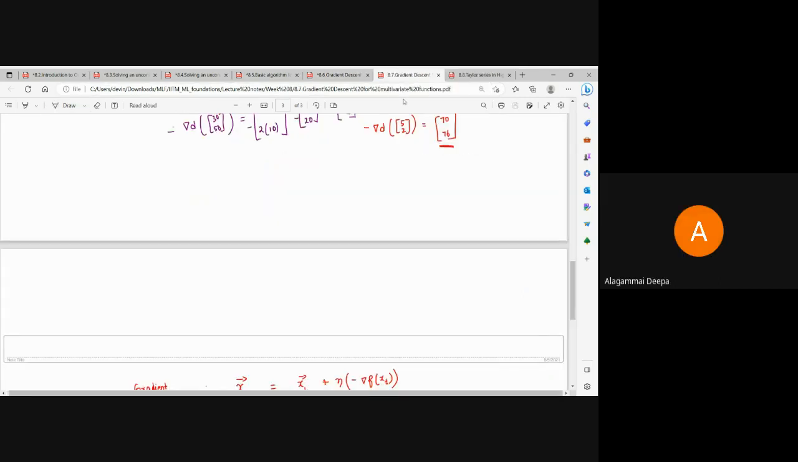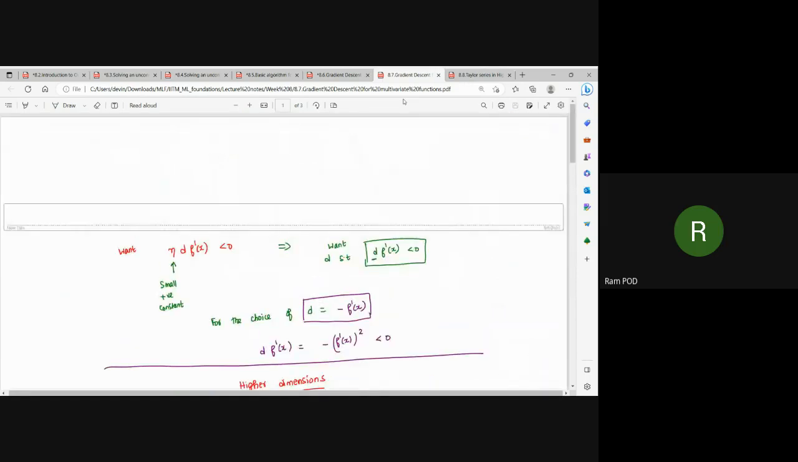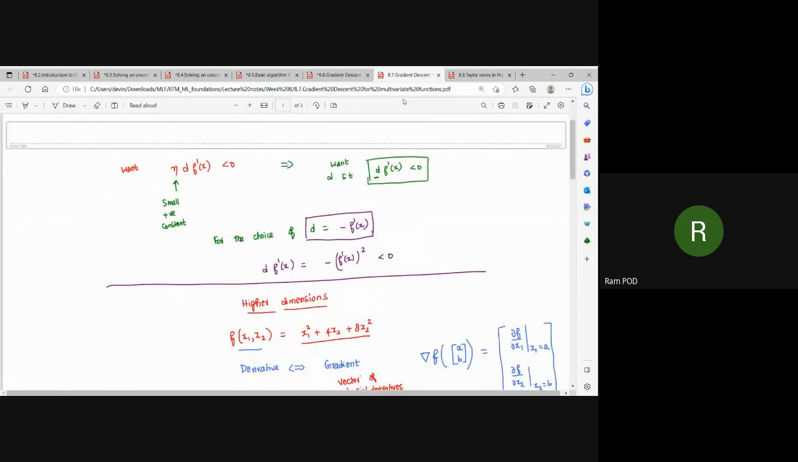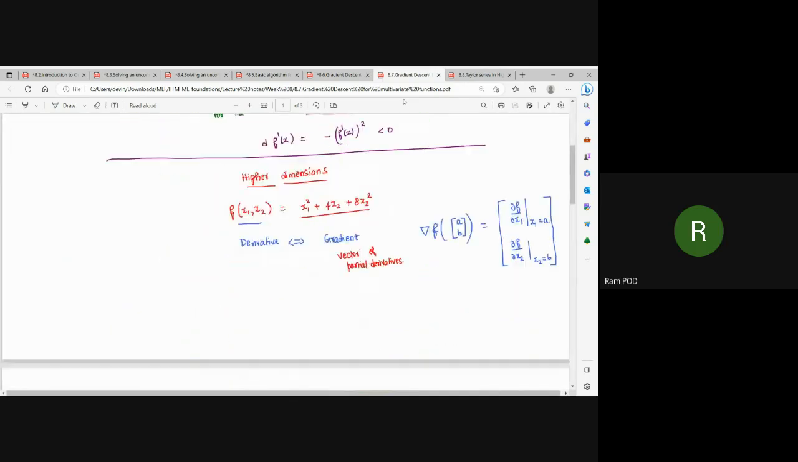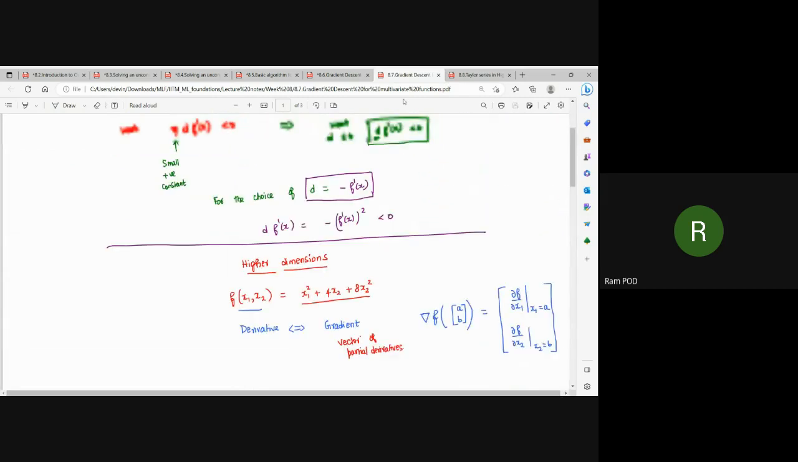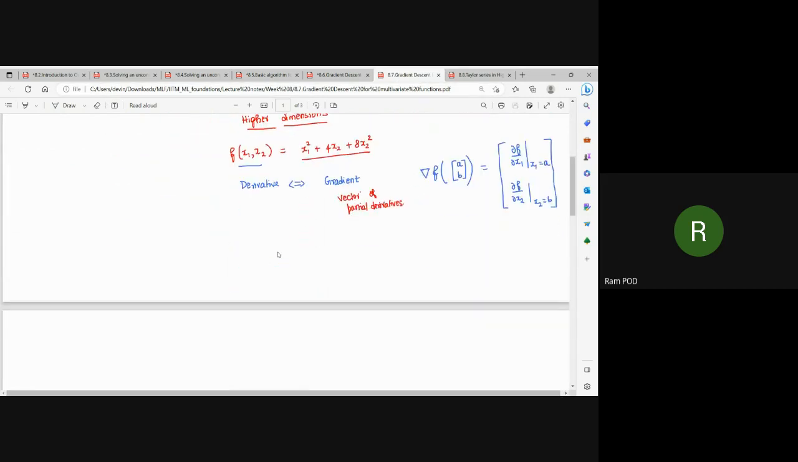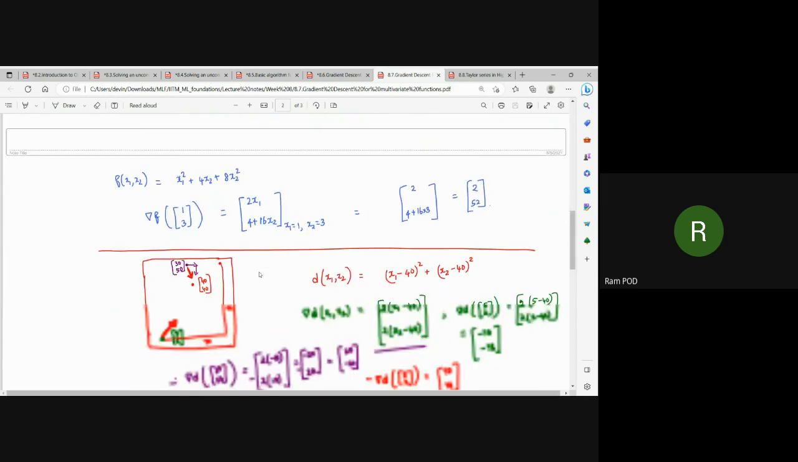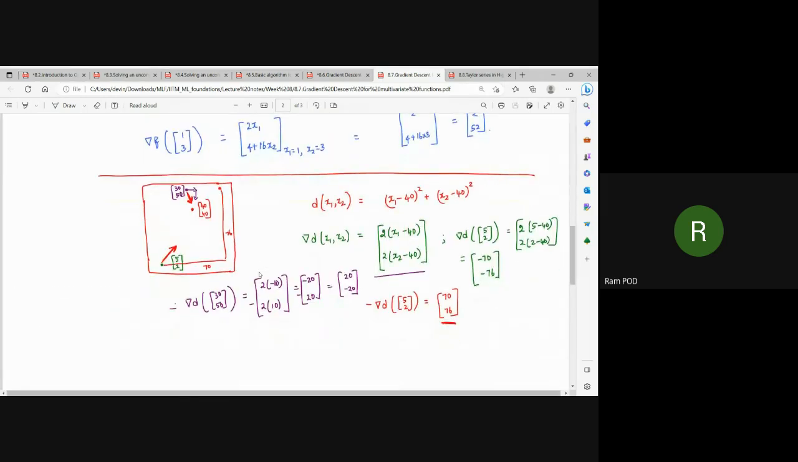So we have already discussed this, why exactly x minus f dash of x, and the higher dimension is also discussed. This is just an example.